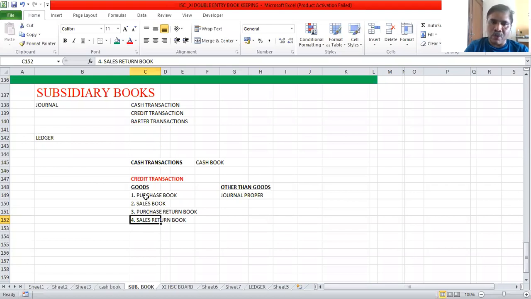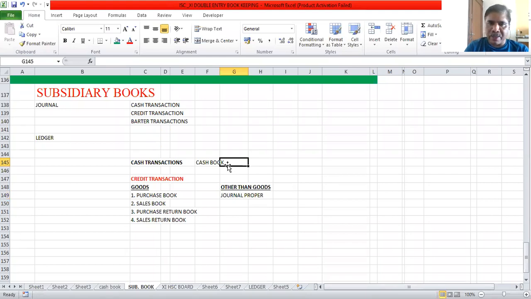These 4 books are only for what? Goods. Suppose we buy machinery on credit, that will not go to the purchase book. Which book will it go to? Other than goods, that is the journal proper. Journal proper. So when you come to the cash book, we have different types of cash book.